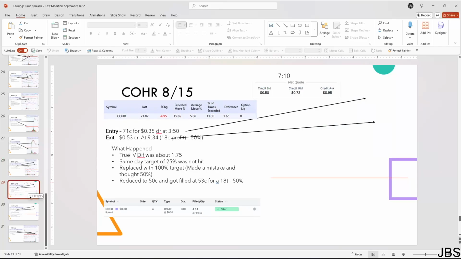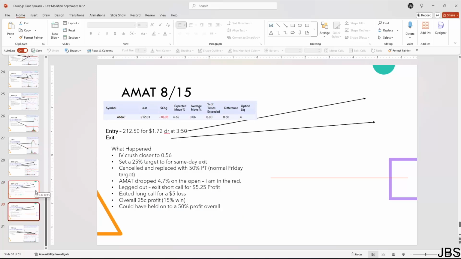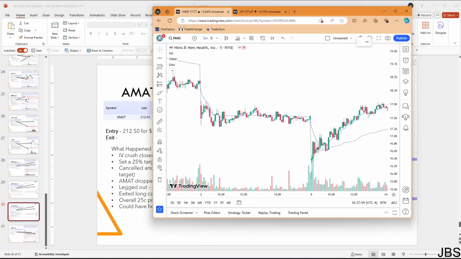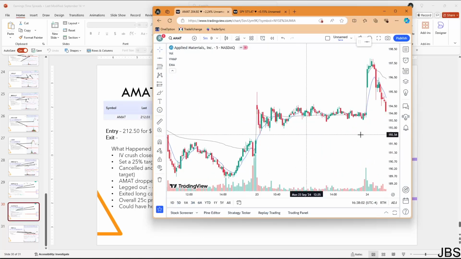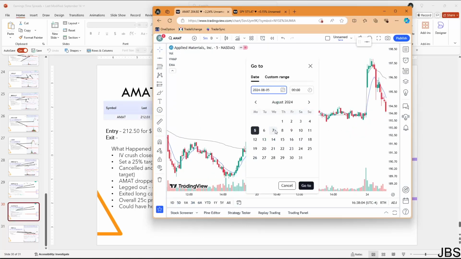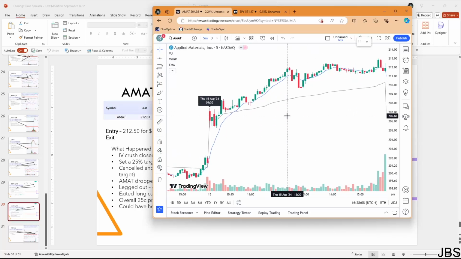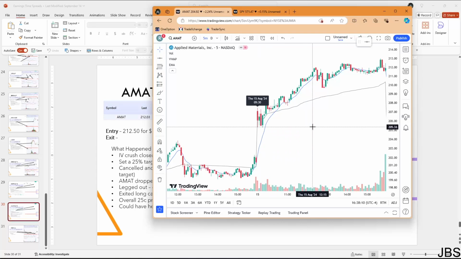COHR. I don't think I recommended this. But yes, I took an AMAT ETS. Although this was a very interesting leg out on the day, and I don't have the chart because I was unfortunately lazy in marking this chart. So instead, we're going to go to the price action on that day, and I will show you how that worked.